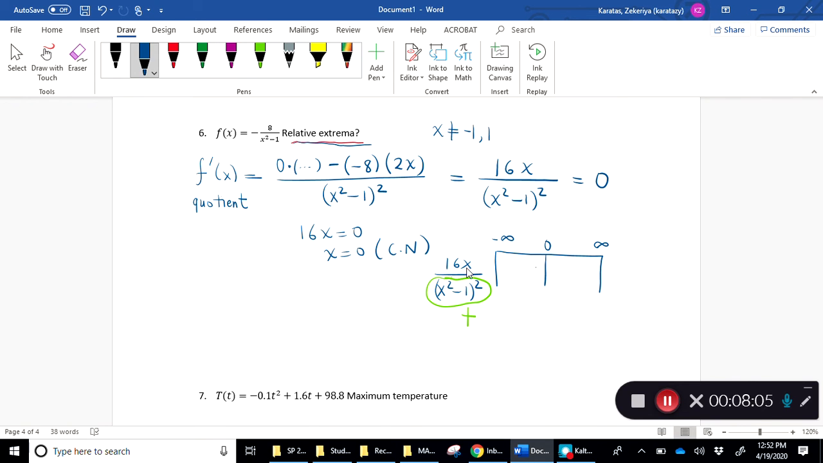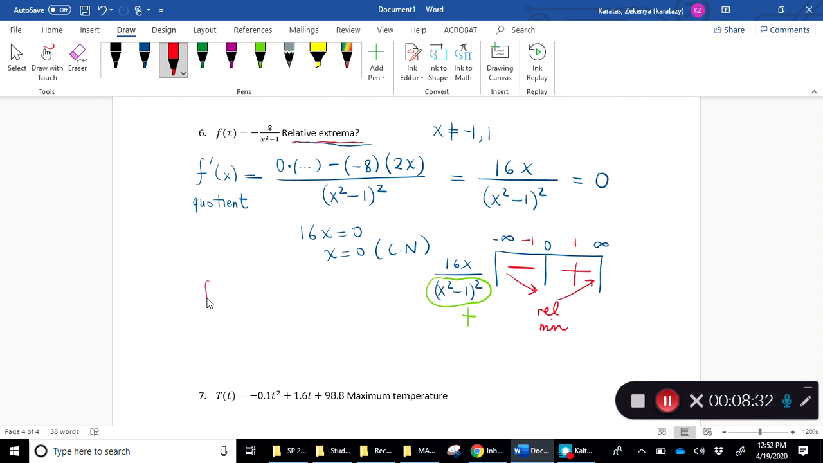So before 0, if you plug in something less than 0, let's take negative 1 and 1. If you plug in negative 1, that's going to be negative, obviously, because of 16x. And if it's 1, that's going to be positive. So it's decreasing before 0 and increasing after 0. So at 0, we have a relative min for this function. This is how you find the relative extrema.